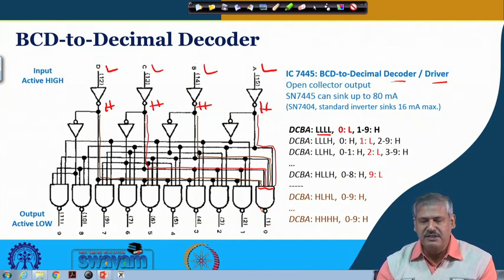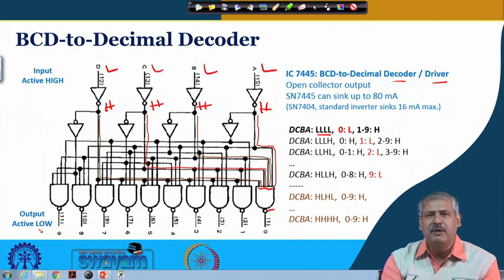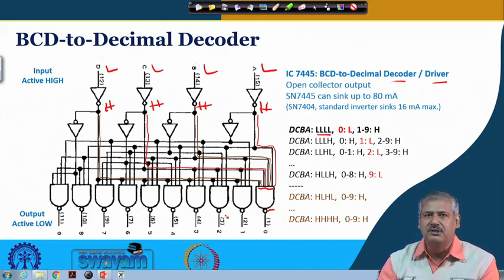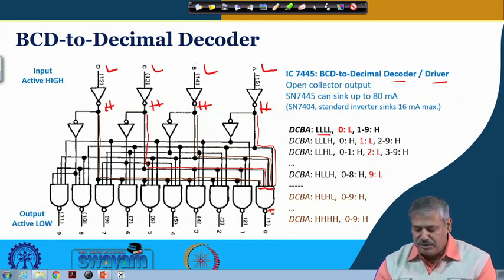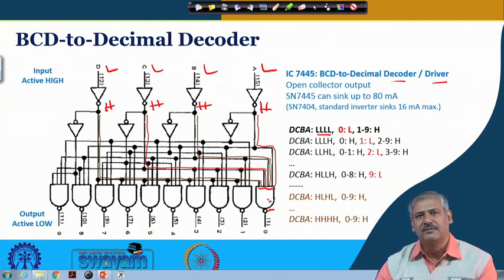In the normal decoding operation we had seen that this bubble, this inverter, will not be present. Here there is an inverter present, so the output is made active low. Otherwise, if this inverter is not present, active high, the output would have been high at that time. For the rest of the combinations, one of the inputs would have been low, so the output would have been low. Since this inverter is present at the output, all the outputs are made active low. So when all the inputs are low, this output is low and all other outputs are high.